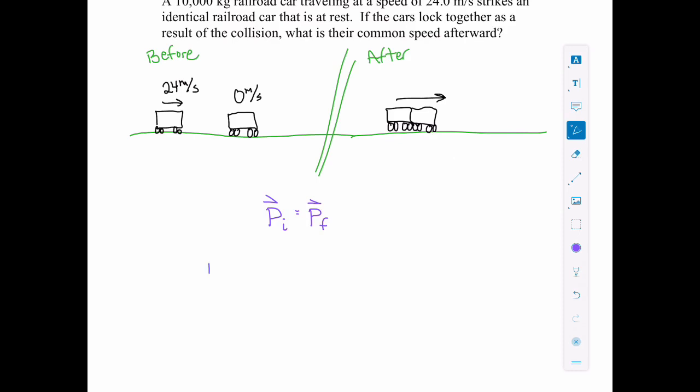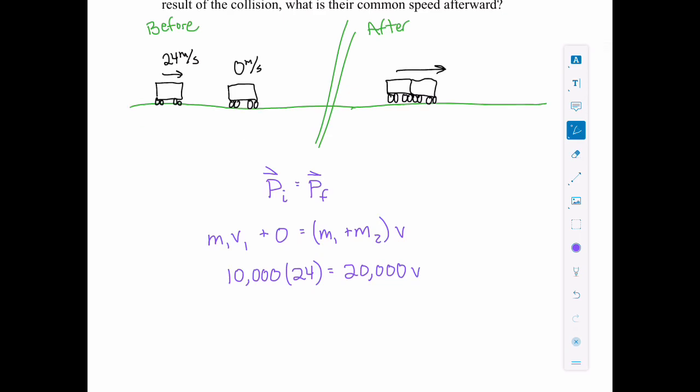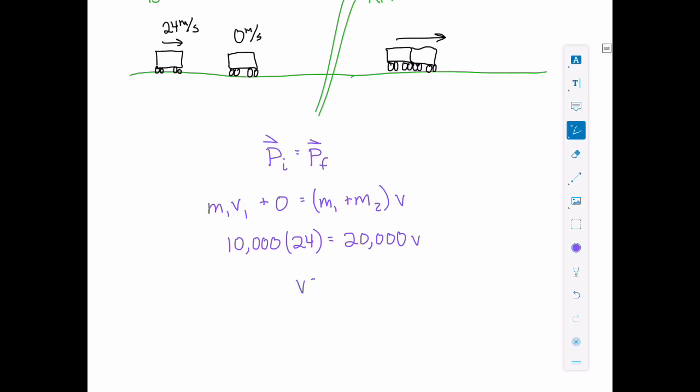Initially, we have the one railroad car moving. It is traveling with some speed. So it's mass of 1 times v of 1, plus the second guy's at 0. So there is no momentum of the second railroad car. So if you wanted to write plus 0, you could, but it doesn't really matter. And then after the collision, they are now one big object traveling at some speed v. So it's 10,000 times 24 is going to equal 20,000 times the speed. So the speed that you get is going to be 12 meters per second.